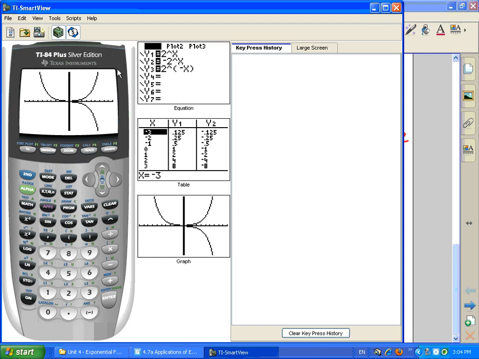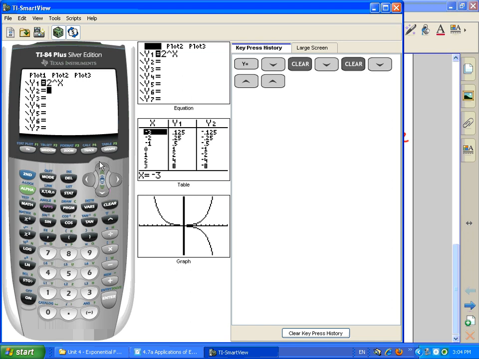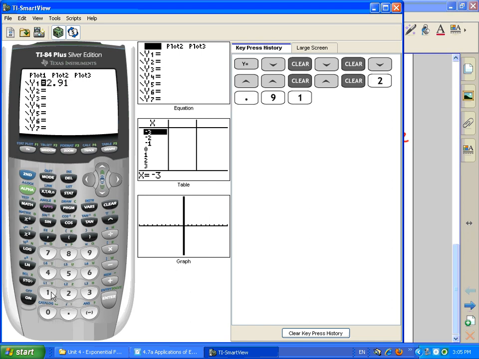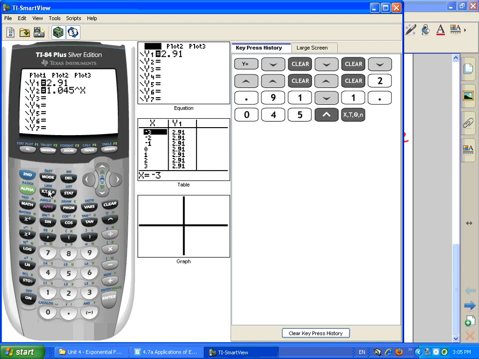But for now, we're going to go to the y equals. I'm just going to clear my equations. It looks like I've still got them from last lesson up. For my first equation, I'm going to write in 2.91. I'm probably going to have to fix my window here too. And my second one is going to be 1.045 raised to the exponent x.